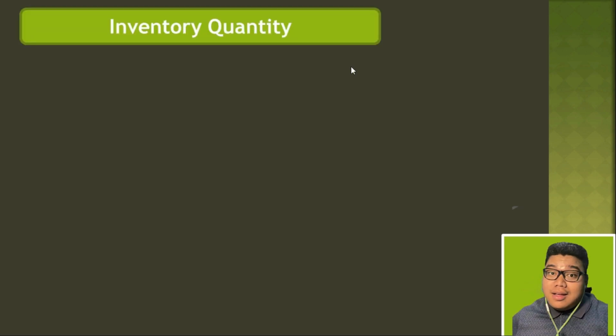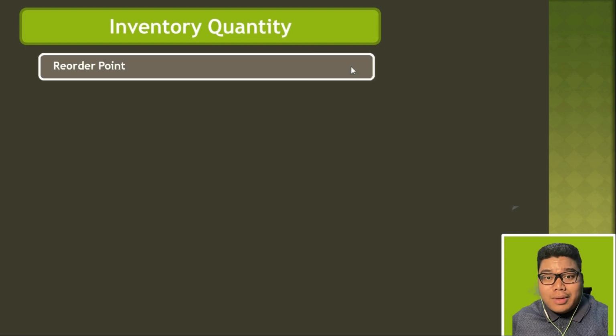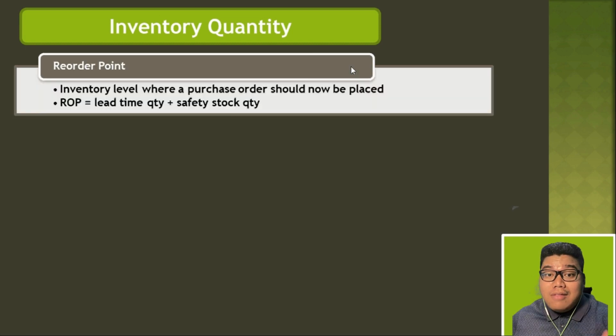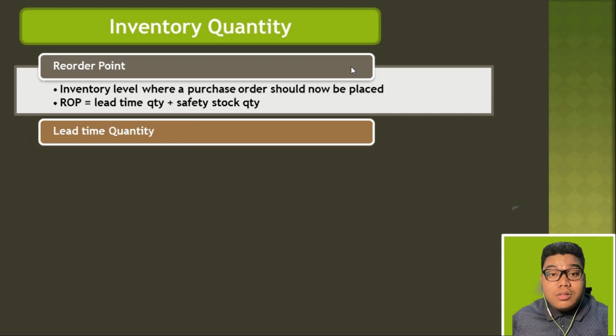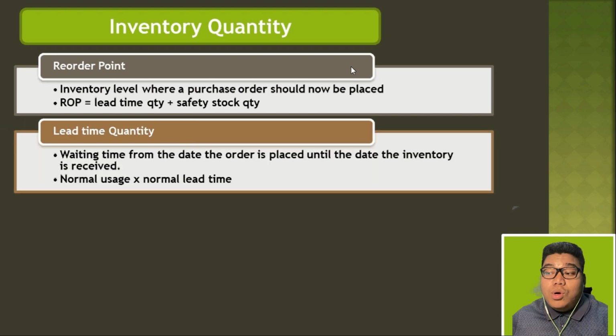Now we carry on and tackle the ideal inventory quantity to be maintained in our operations. So the thing here is we need to have a reorder point. What is a reorder point? That is the inventory level where a purchase order should now be placed. Reorder point is composed of the lead time quantity and safety stock quantity. Lead time quantity pertains to the quantity that you would require from the time that you reorder up to such point when the order arrives.